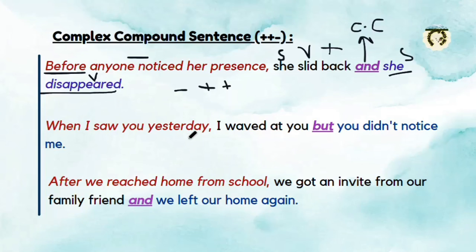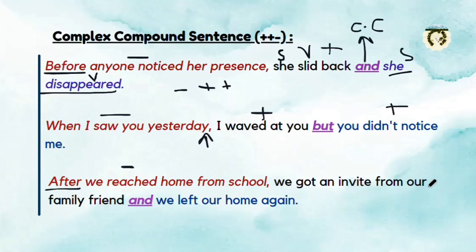When I saw you yesterday, a comma is a must here if you are using the subordinate clause at the beginning. When I saw you yesterday, I waved at you, but you didn't notice me. Independent clause, and dependent clause, right? After we reached home from school, subordinate conjunction, dependent clause.